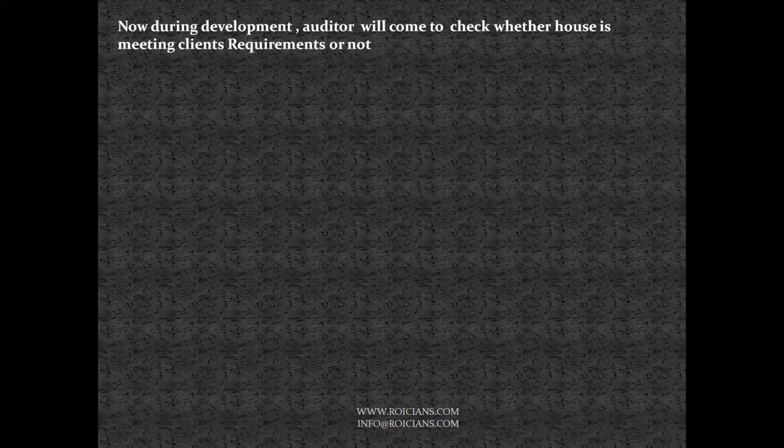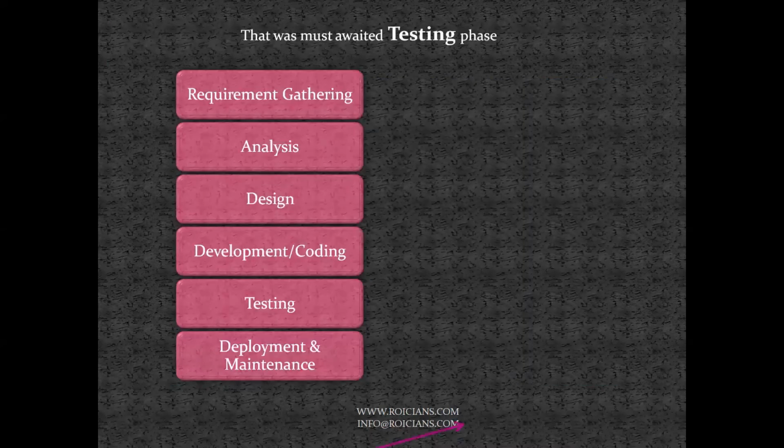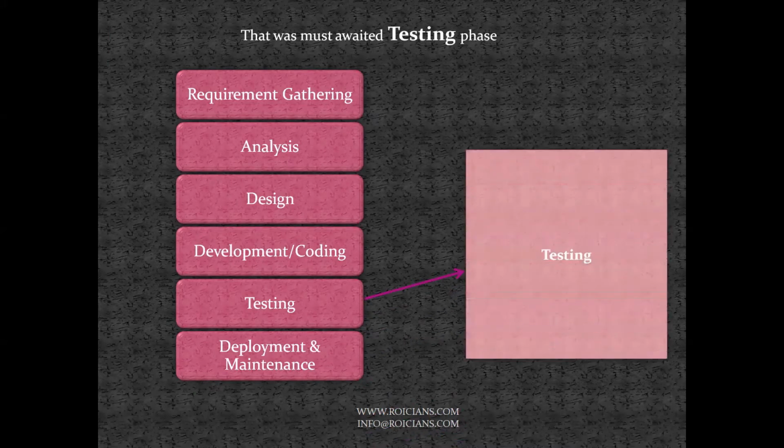So next phase is the testing phase. Guys, now during development, an auditor will come to check whether the house is meeting the client's requirements or not. It's not like if the house is taking 6 months to get built, somebody will come after 6 months and check whether the house is meeting the client's requirements or not. No, somebody will come in between and check whether the house is being built according to the client's requirements. Rooms are like that. This is actually called the testing phase. So this was the much awaited testing phase.